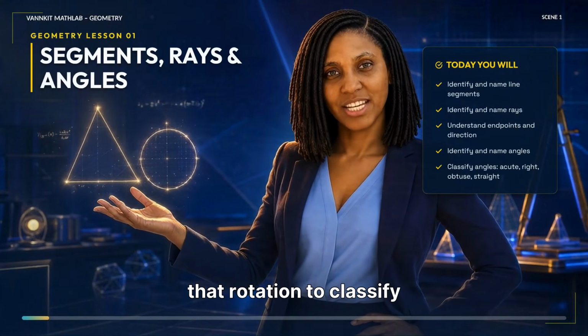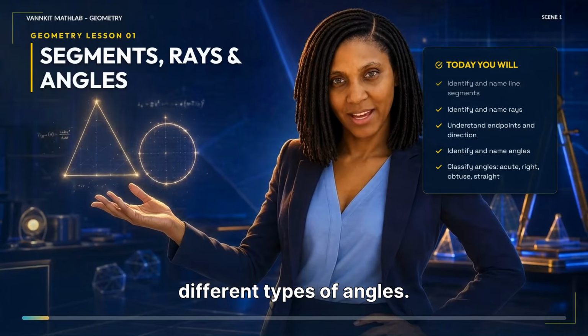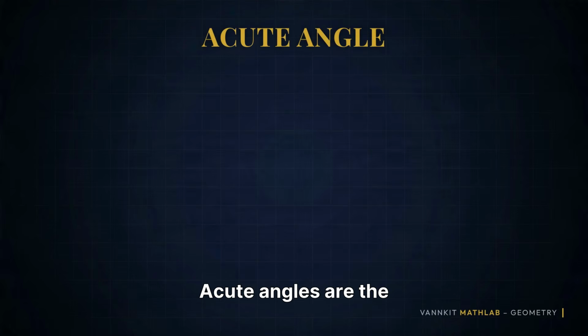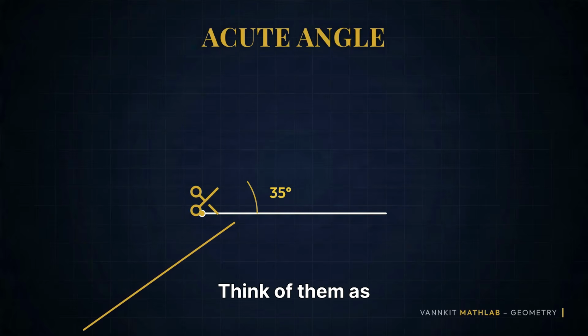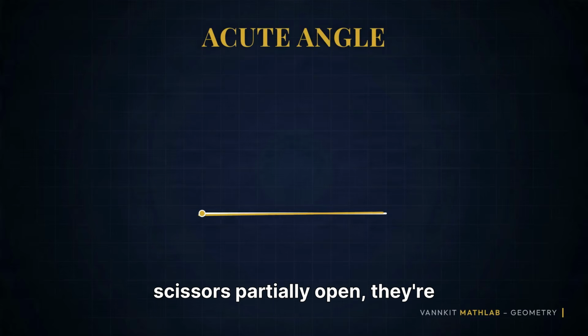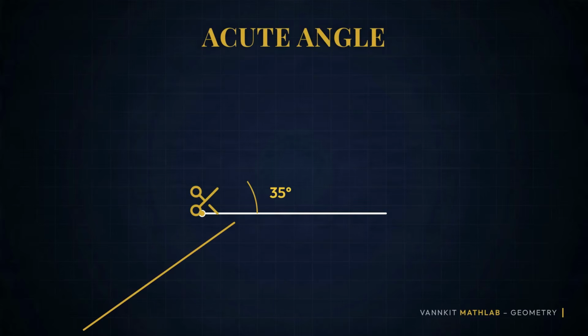Now that we understand an angle as the amount of rotation between two rays, we can use the size of that rotation to classify different types of angles. Acute angles are the small, sharp ones, less than 90 degrees. Think of them as acute little angles, narrow and focused. Like a pair of scissors partially open, they're sharp and narrow. 35 degrees is a perfect example.